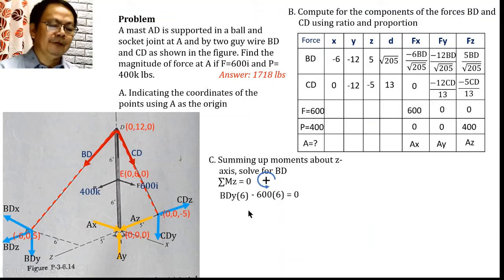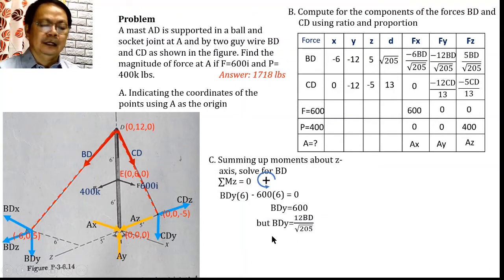Kaya kapag sinimplify natin ito, yung 6 na ito will cancel, so that we shall have BDY will be equal to 600. So sa makatwid, if we will be substituting that component here, diba, na ang BDY is equal to 12 BD over the square root of 205. Sandali muna, meron ako ipapapansin sa inyo.